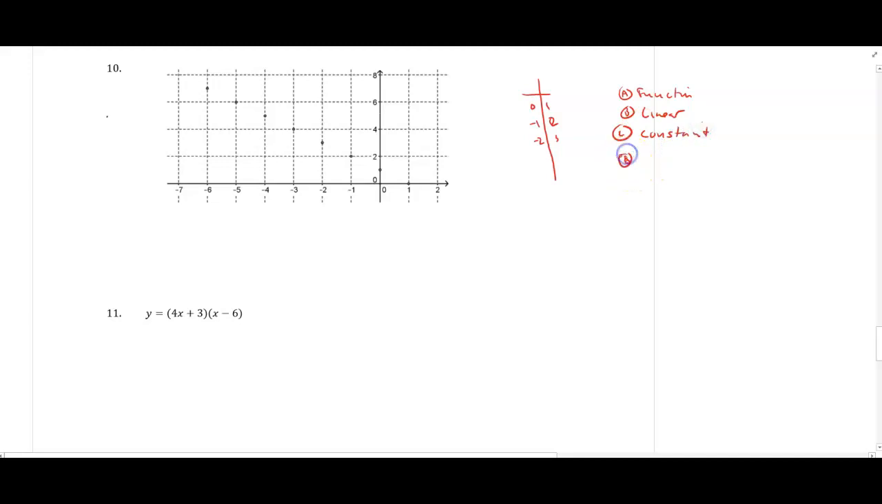And D, first off, if I go and write the explicit rule, the explicit would just be f of x equals my slope or rate of change. It's going up 1 each time. So it's 1 times x minus 0 plus 1. Now I could also write that as 1x plus 1.